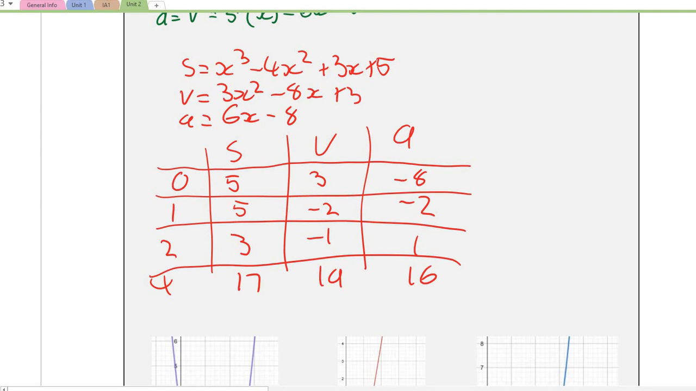Acceleration. Sorry, that was supposed to be 10? Oh, 4, sorry. I probably just forgot to finish writing it.